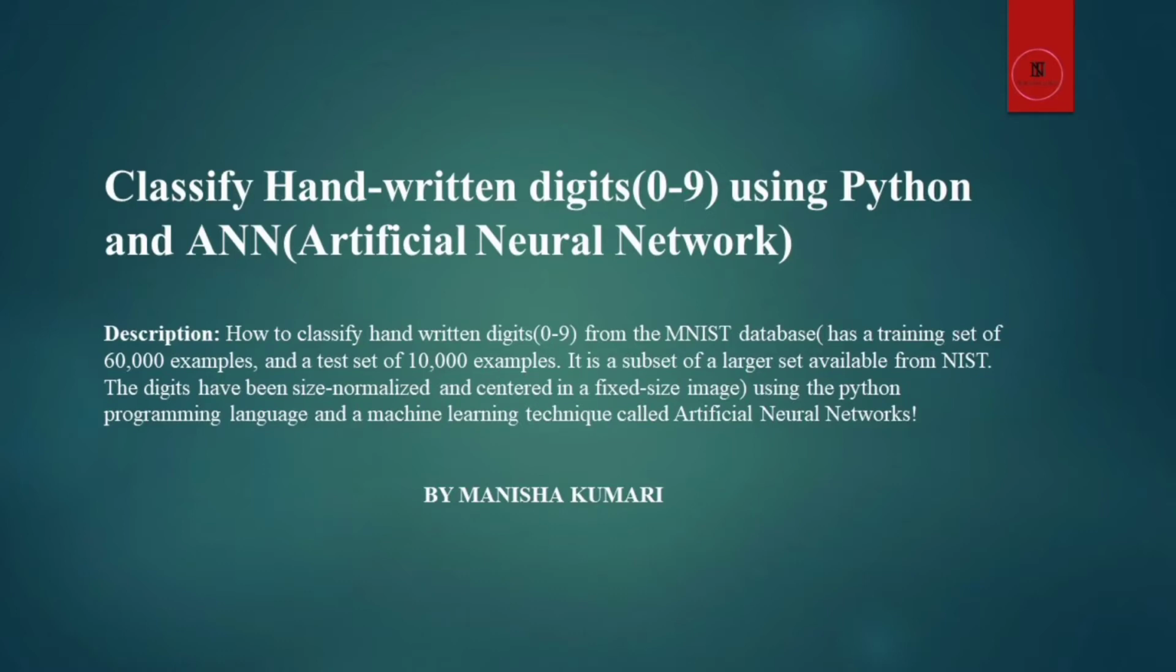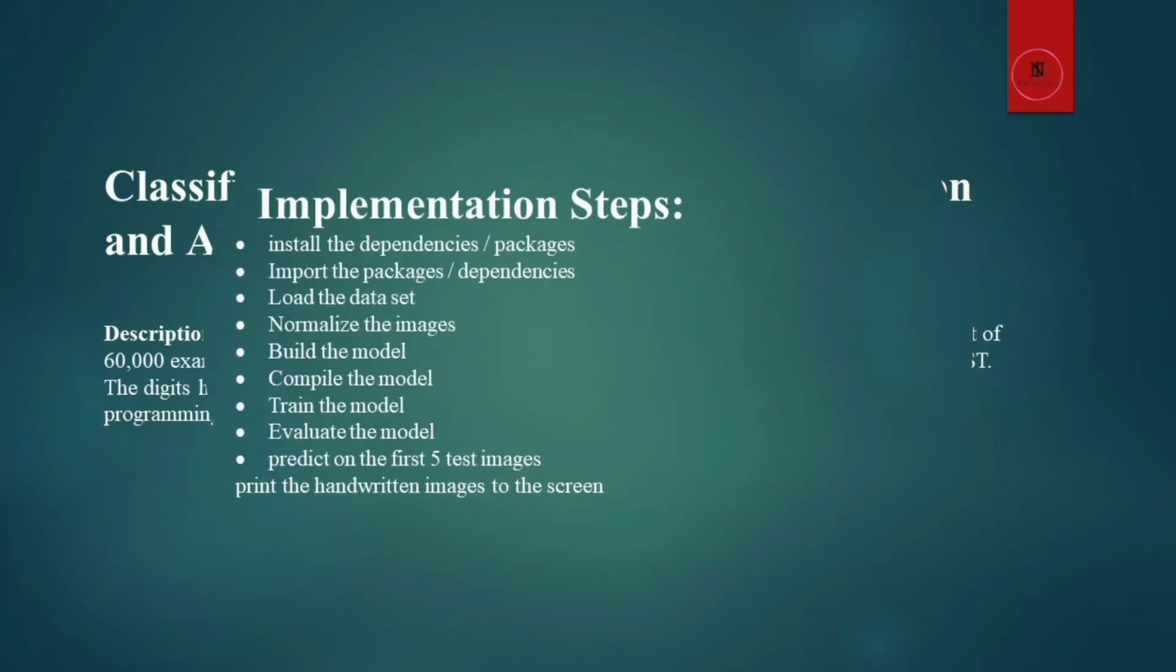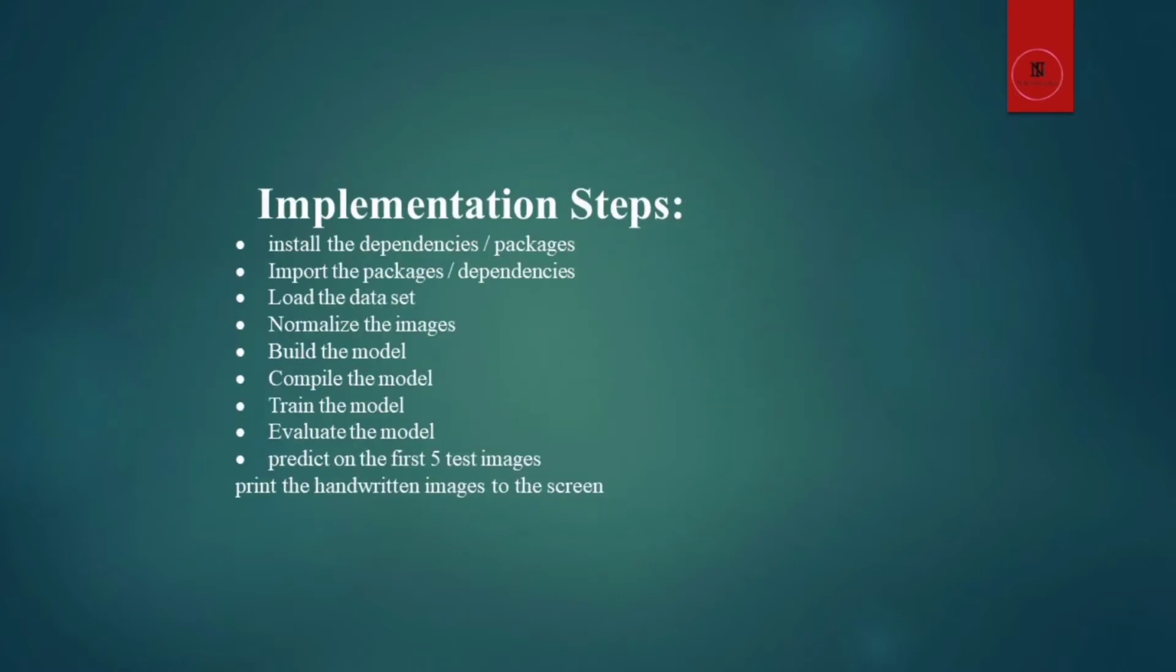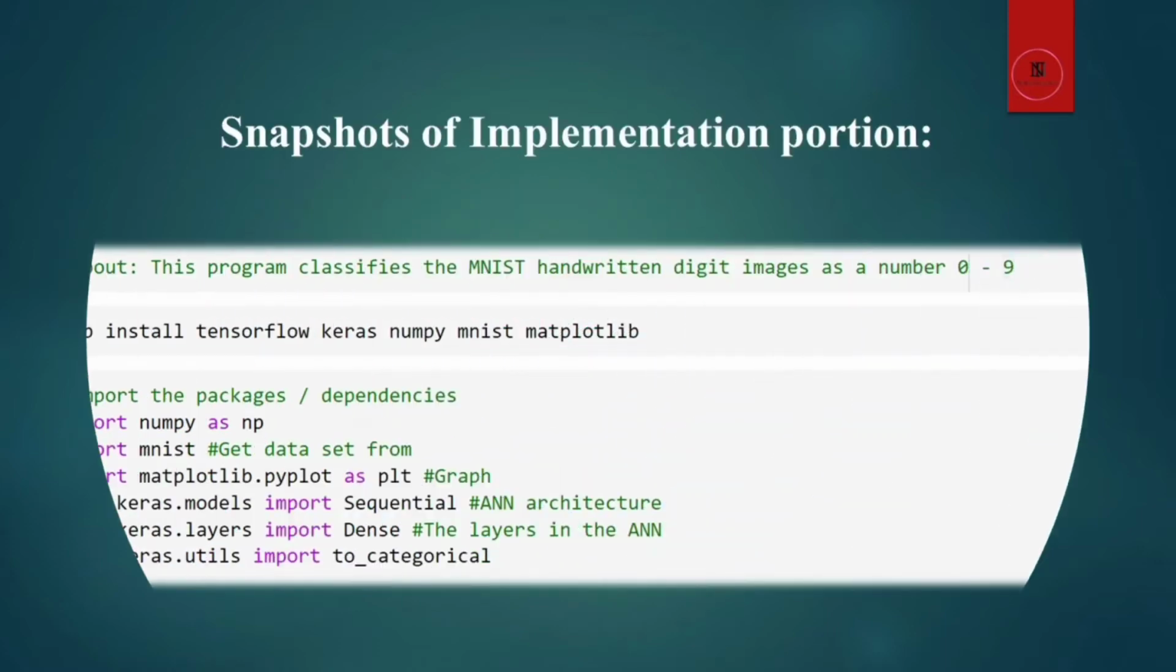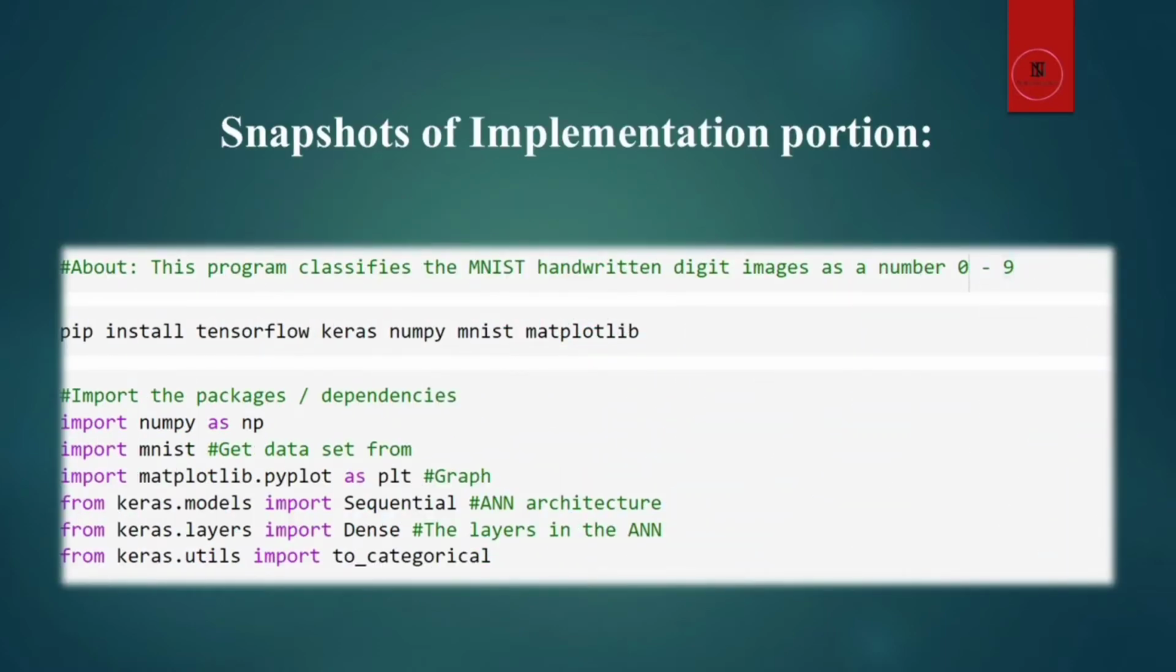Okay, and here are the implementation steps. For this project I use Google Colab, which is always a better option to use. Firstly, you install all the dependencies and packages by using this syntax: pip install TensorFlow, Keras, NumPy, MNIST, Matplotlib, and then import the packages, which are sometimes also called dependencies.